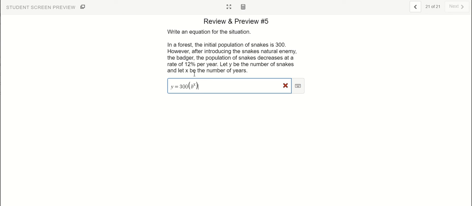If we're losing 12%, we can think of this as we have 100% of the snakes, and we're subtracting 12% of them, right? We're decreasing by 12%. So 100% minus 12%, we're left with 88% of snakes. But again, we can't use a percent in our equation. So 88% is going to be 0.88 as a decimal.